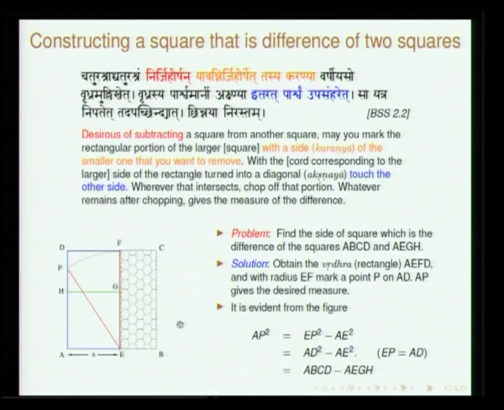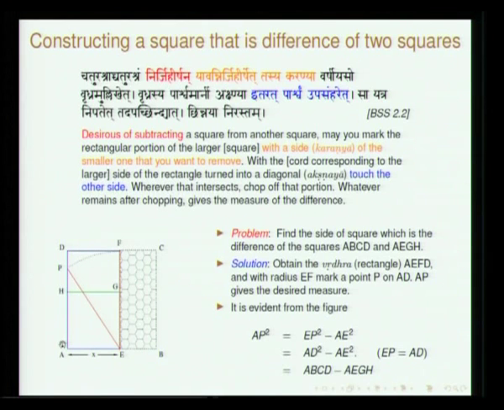So, how does it work out? We can easily see this. See. So, AP square, just consider this triangle AEP. So, AP square is EP square minus AE square. Okay. Now, this EP is the same as AD, by construction, right. All that we see here is just an application of the Shulva theorem, right. So, this AP directly gives you the side of the difference of the two squares. Okay. So, this is the prescription of the Bodhayana Shulva Sutra for constructing a square which is the difference of two squares.